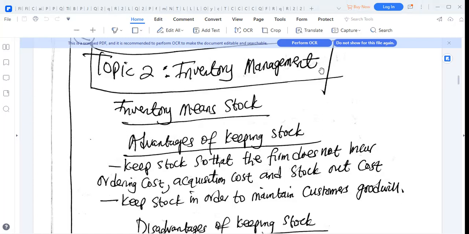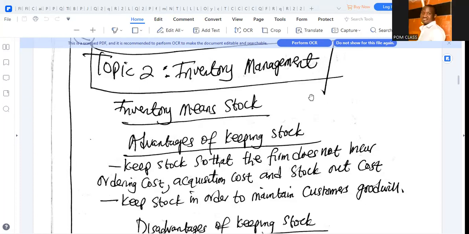We're going to look at the three models that are involved in inventory management, and we're going to look at two models for this class.